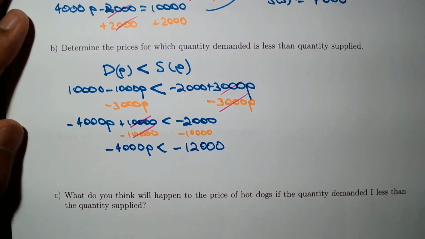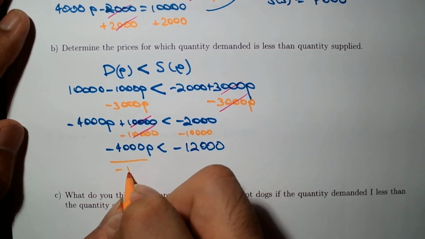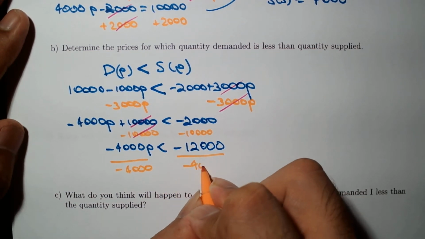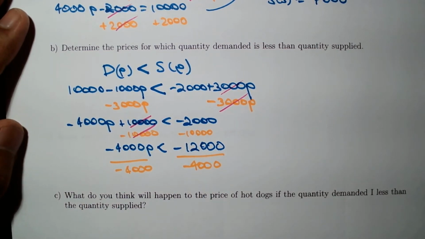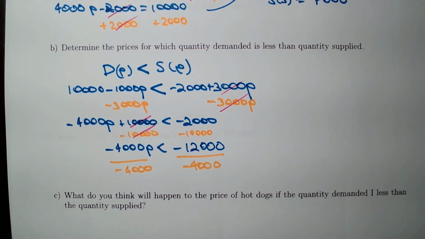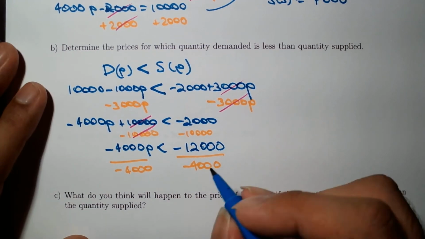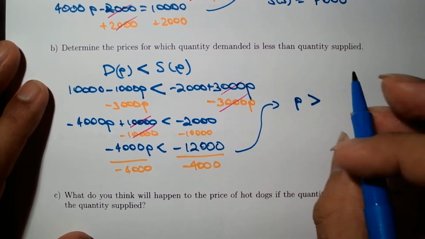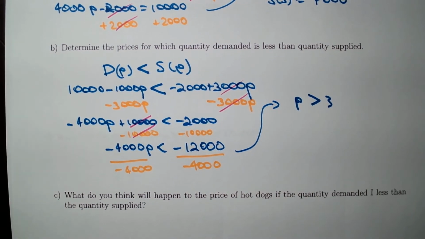All right. And then divide both sides by negative 4,000. However, keep in mind that when we divide or multiply both sides of an inequality by a negative number, we need to reverse the inequality sign. So P is greater than 3.